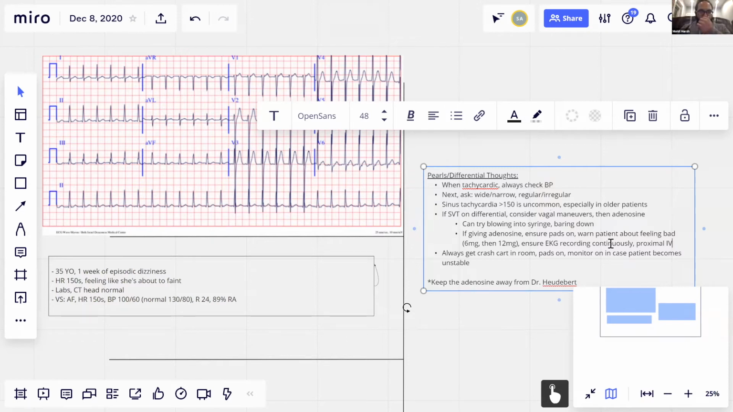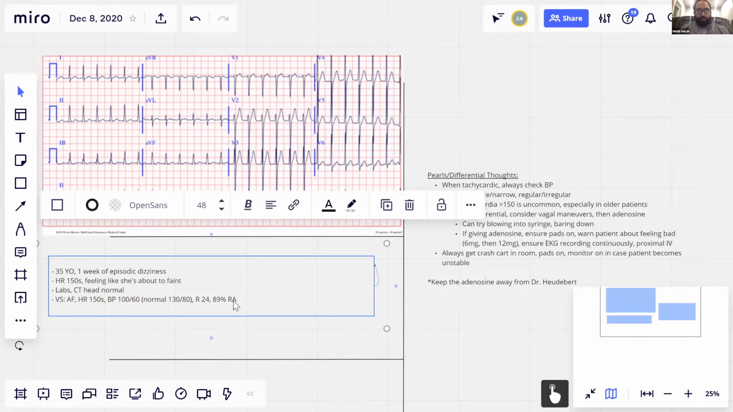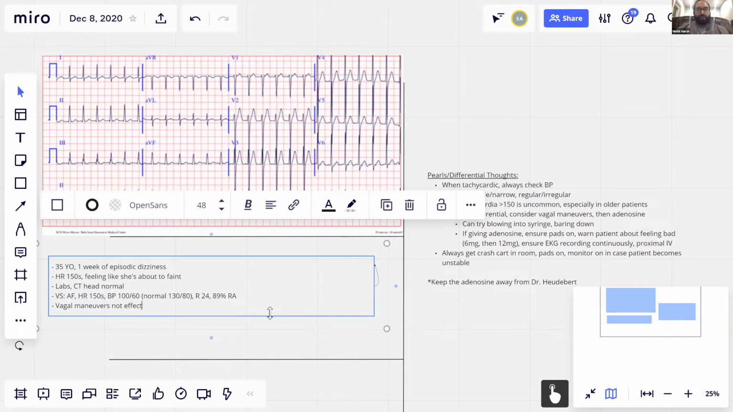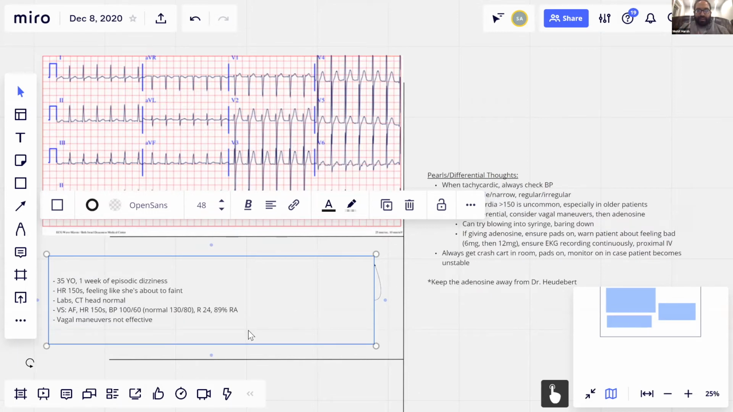Yeah, so we tried vagal maneuvers first, but those weren't really all that effective. A lot of times with vagal maneuvers and Valsalva, it's a user issue. As much as you try to make them do it properly, it doesn't get communicated well. As Anne-Marie mentioned, it can be a little awkward to do it in front of them too.